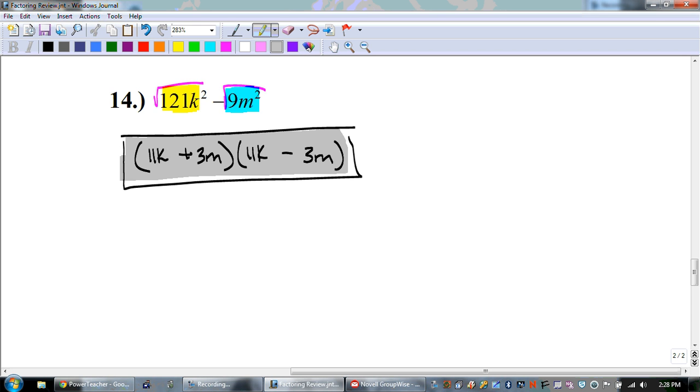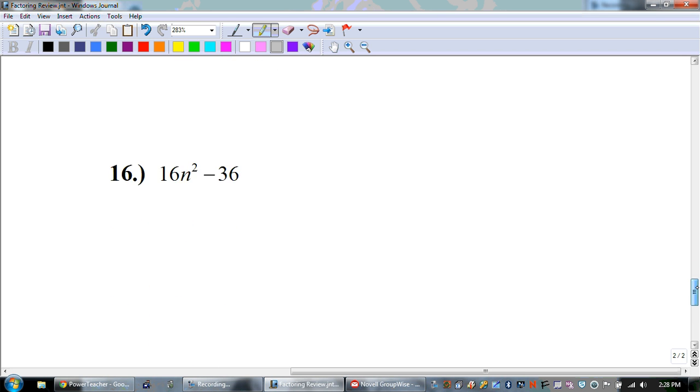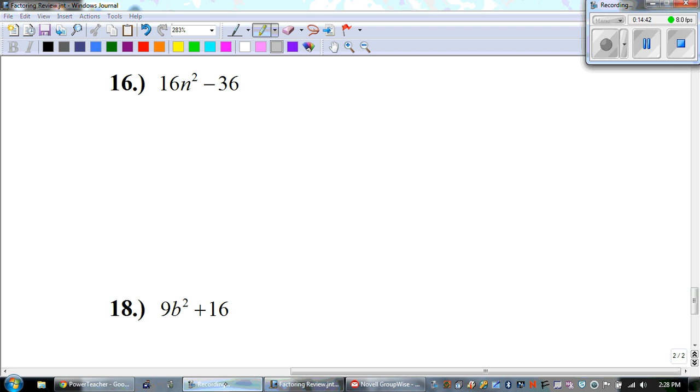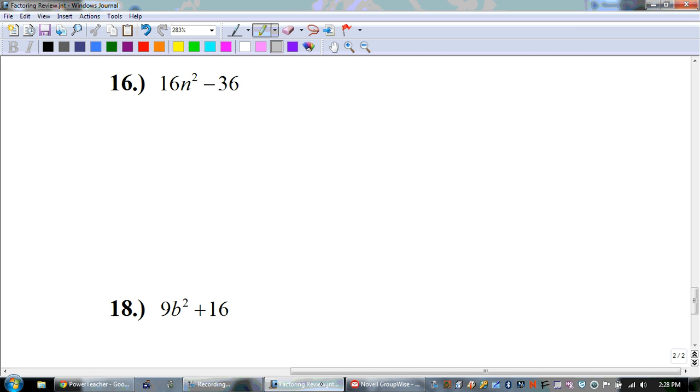Okay. 2 more. 16. Is there a GCF? Remember, GCF is the first thing to check. Yeah, there's a GCF. I can take out a 4. So the 4 comes out front. 16n squared divided by 4 is 4n squared, and 36 divided by 4 is 9. Okay? Remember, always take the GCF out first.